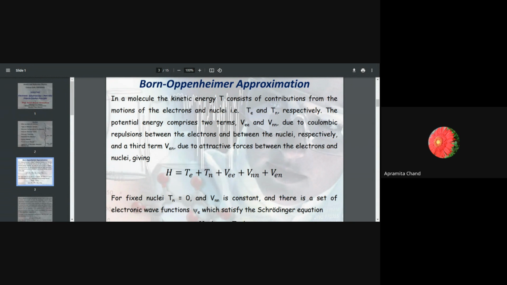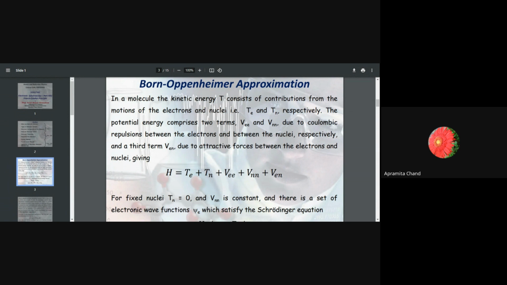Similarly, the potential energy can also consist of terms, that is VEE and VNN, due to the Coulombic repulsion. Electron-electron repulsion will be represented by VEE, and VNN will be the repulsion between the nuclei. These two repulsive terms also have a complementary attractive term, VEN, giving the attractive forces between the electrons and the nuclei.